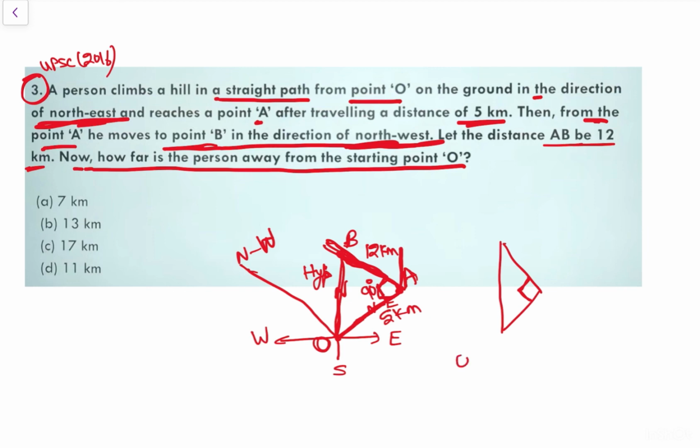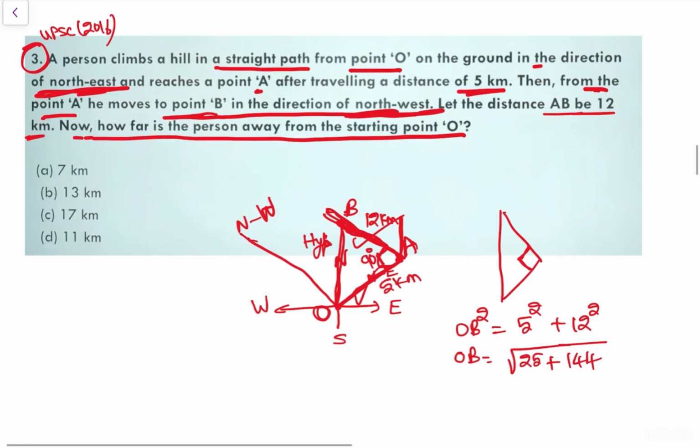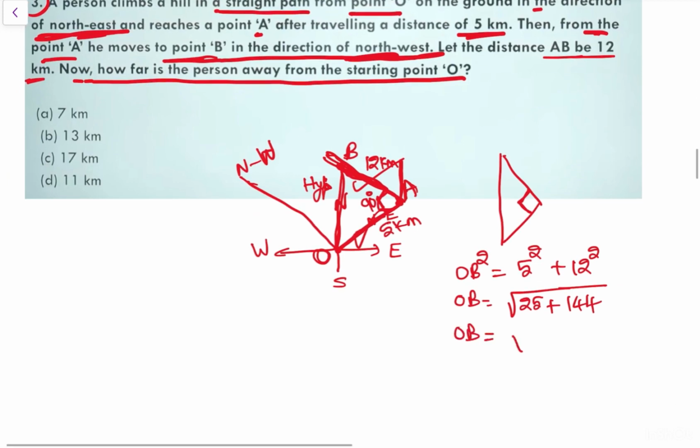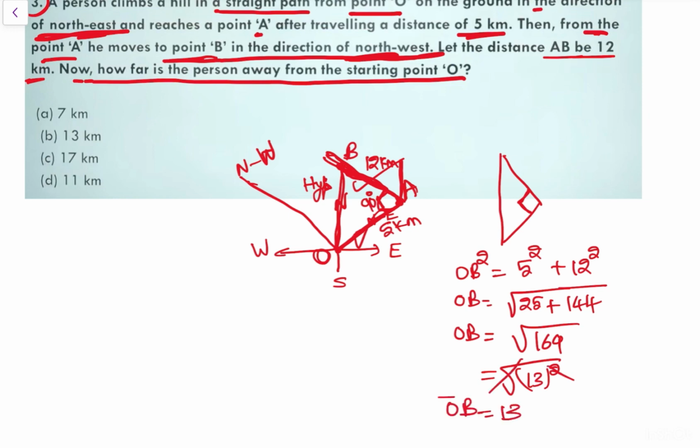So OB square is equal to OA square plus AB square, this square plus this square, right? So 5 square plus 12 square. So OB is equal to square root of 5 square is 25 plus 12 square is 144. So OB is equal to square root of 169, and 169 का square root is 13 square, तो square root cancel हो गया. So OB is equal to 13. So the answer is 13 kilometers.